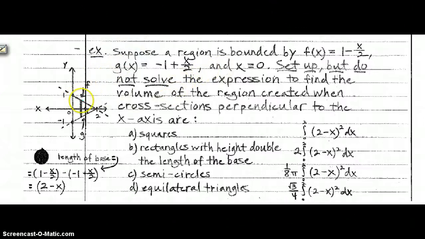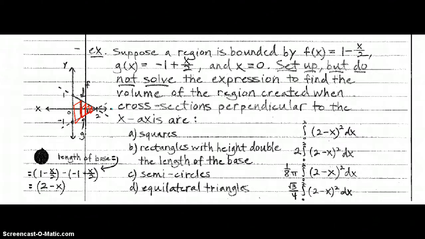If this was the base that I use for one of my shapes, if I wanted to do squares, you would imagine this region popping out as a square. And then I could take any other cross section and pop it out as a square, so that all of my squares would make a solid. And you can see as I go further to the right, my squares get smaller and smaller and smaller. So it becomes this kind of rigid three-dimensional figure.